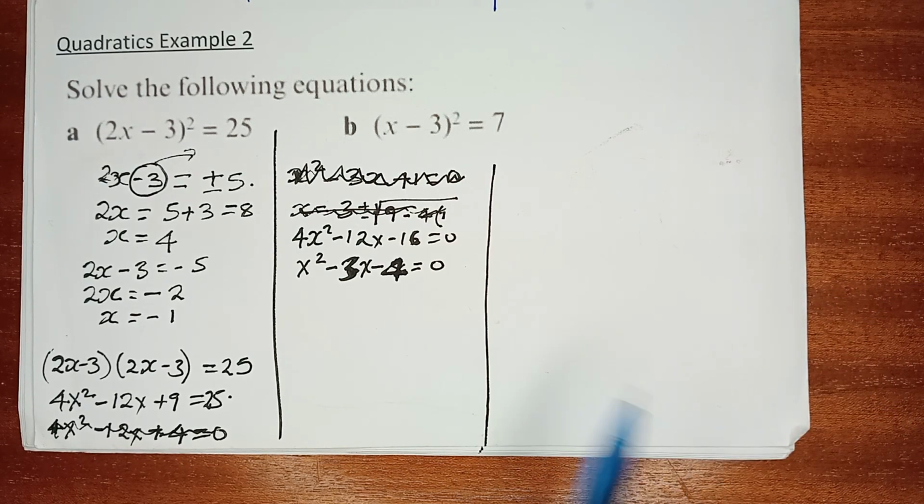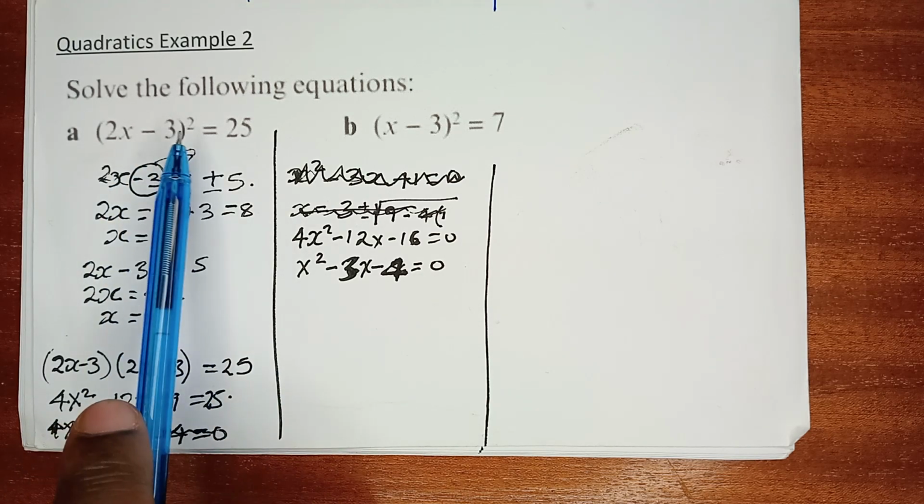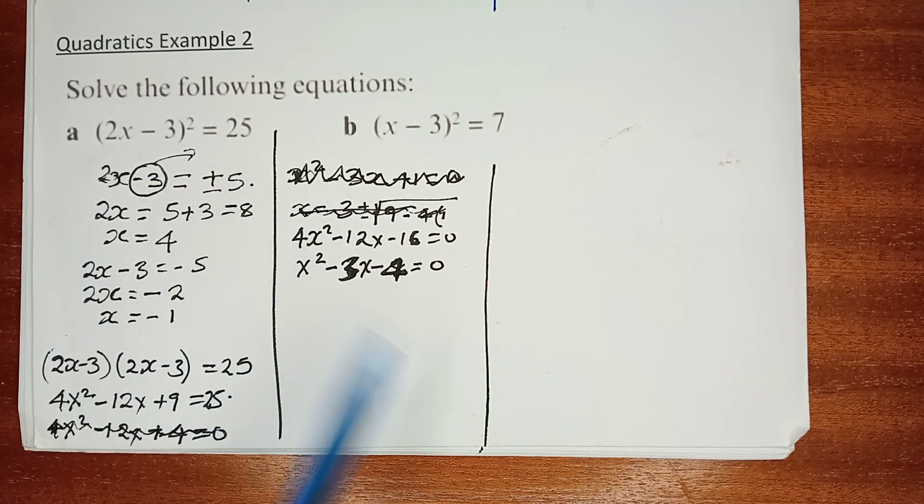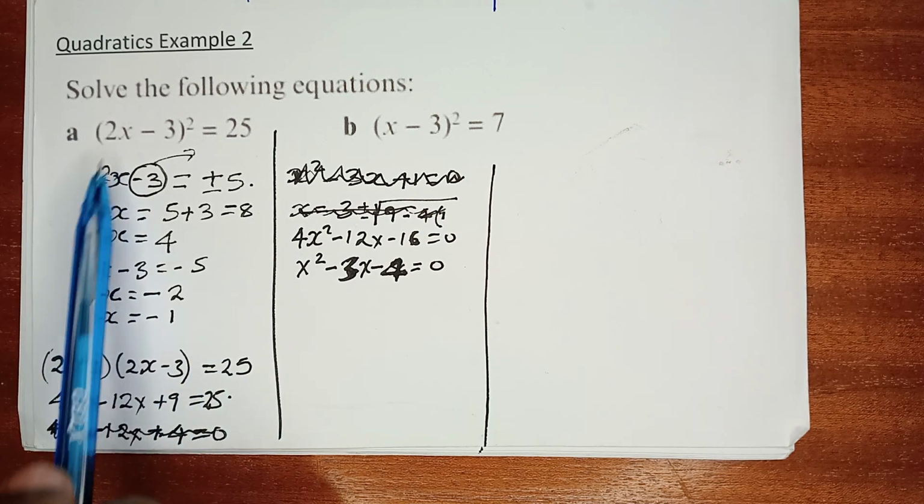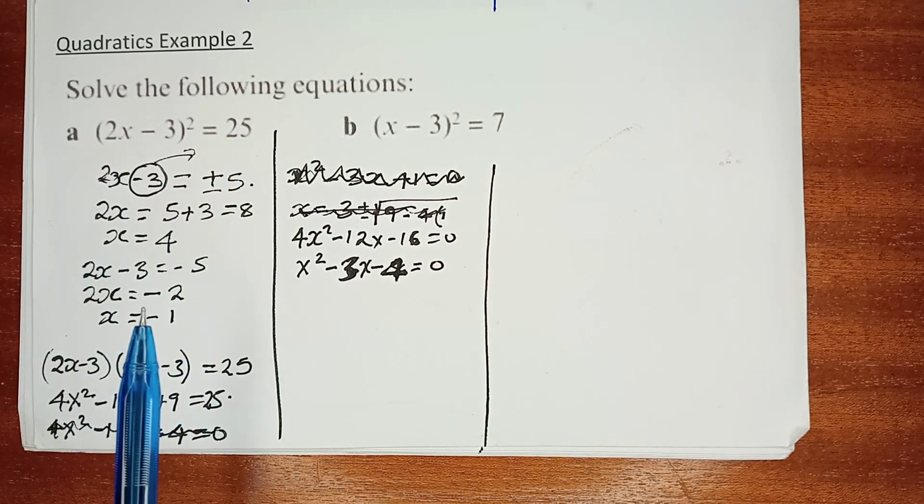And in this video I want us to just continue solving quadratic equations. And as you can see, this one is different from what we have understood in example 1, because we are having a bracket which is by itself squared and it is equals to something. And the easiest way is actually to get the square root from both sides.